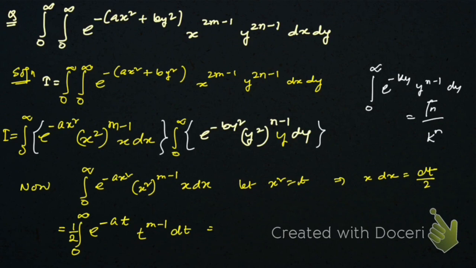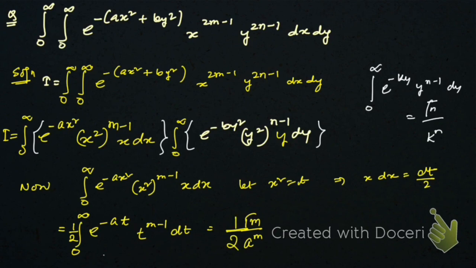So here if you compare this expression with this, you will get k is nothing but a, and y to the power n minus 1 is this t to the power m minus 1. So instead of n we're gonna get m. So the result is supposed to be like this: gamma m by a to the power m, and here we have half, so that's why this half should be written here, 1 by 2. So hope you have understood this.